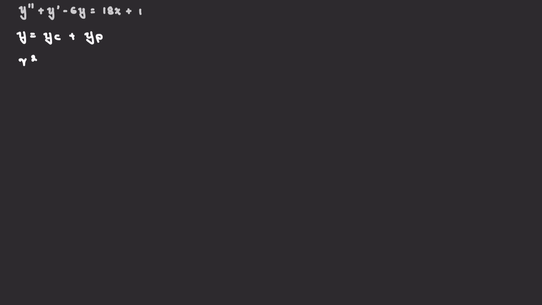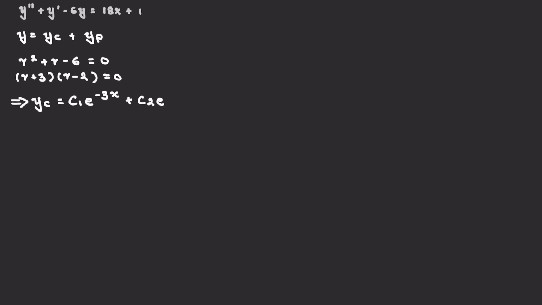As we can see, r squared plus r minus 6 equals 0, and we can factor this into (r plus 3)(r minus 2) equals 0. Then we get our yc equals c1 e to the negative 3x, because r plus 3 gives r equals negative 3, plus c2 e to the 2x, likewise. We're going to denote this as the first equation. And so let's solve for our second equation, which is the non-homogeneous part.